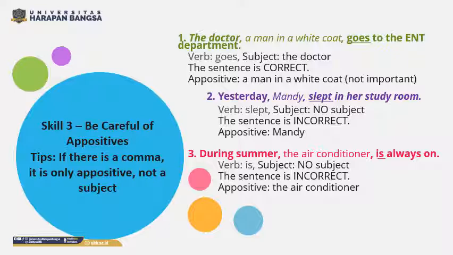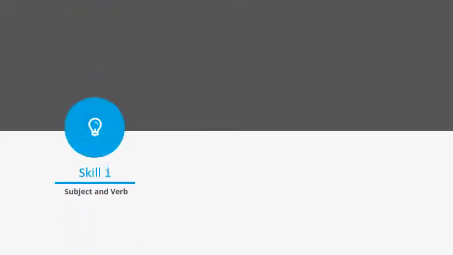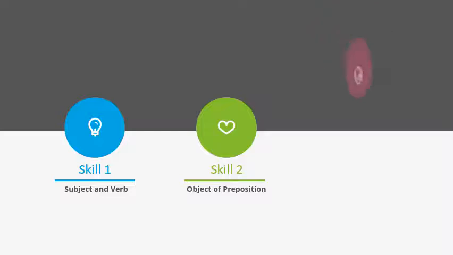We have during summer. Is it subject? No, it's only adverb of time. So we have adverb of time, an appositive, and verb. No subject. So the sentence is incorrect. Now let's try to do the exercise.